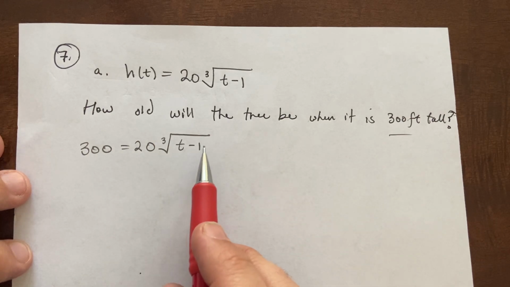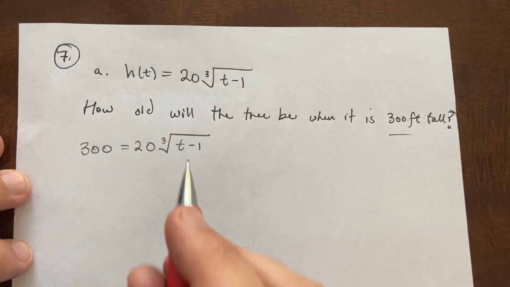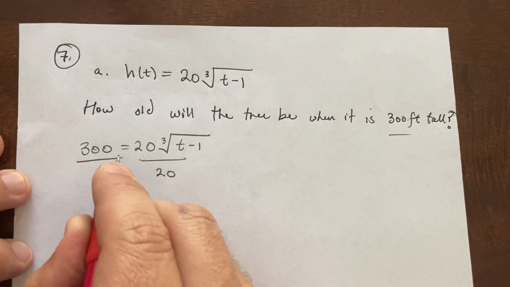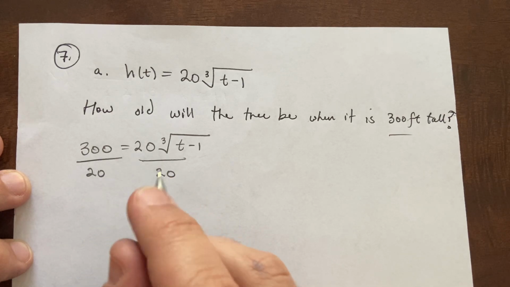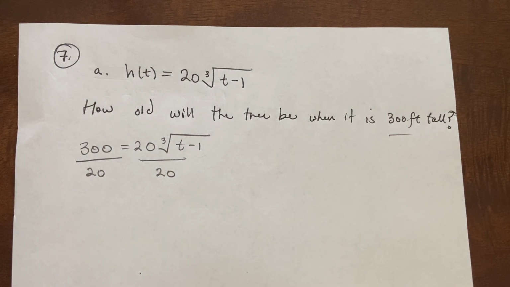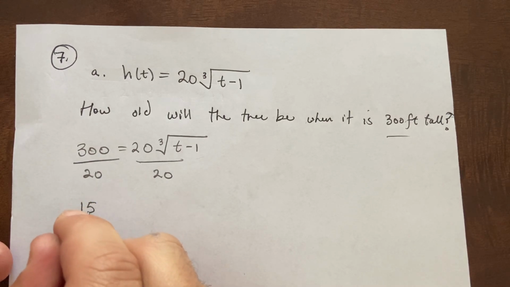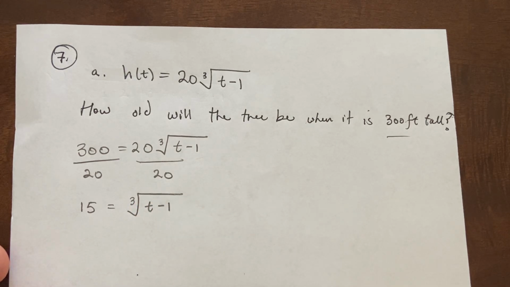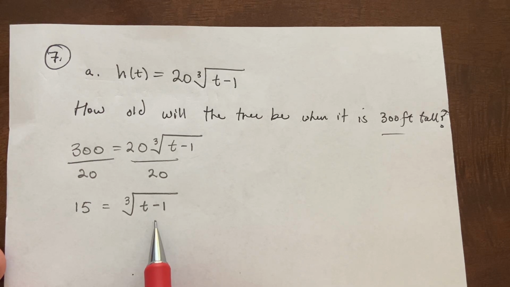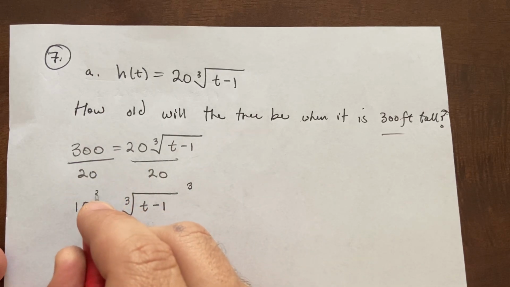So just like before, I want to isolate the root. So I'll divide by 20, not subtract by 20, right? This is 20 times root 3, so I'm dividing that away. 300 divided by 20 is 15, of course. So 15 equals the cube root of t minus 1. Now I do have the cube root isolated, so I'm going to cube both sides. So cubing.